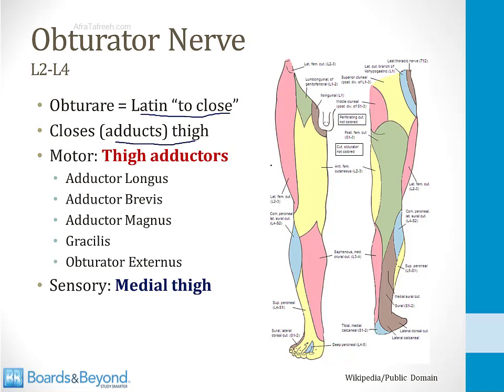The obturator nerve is motor to most of the thigh adductors, like the adductor longus, brevis, and magnus, also the gracilis and the obturator externus. It also is sensory to a small portion of the medial thigh. If you look at this drawing on the screen here, much of the anterior medial thigh is supplied by a branch shown in yellow here, but there's a small spot not shown in this picture right about here that is sensory from the obturator nerve.